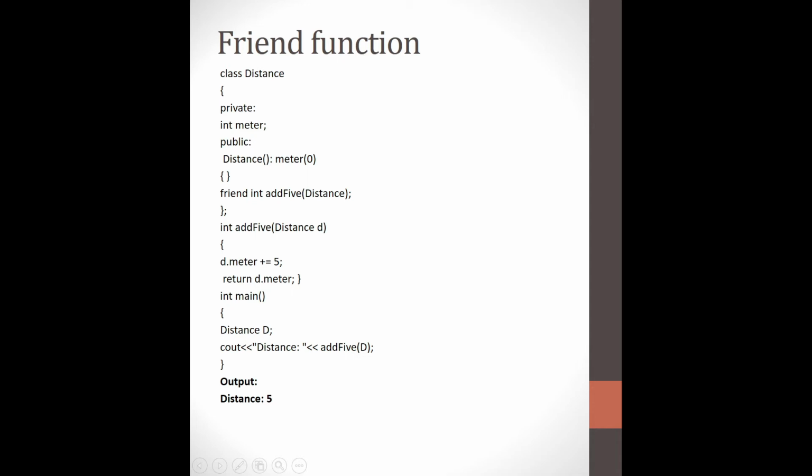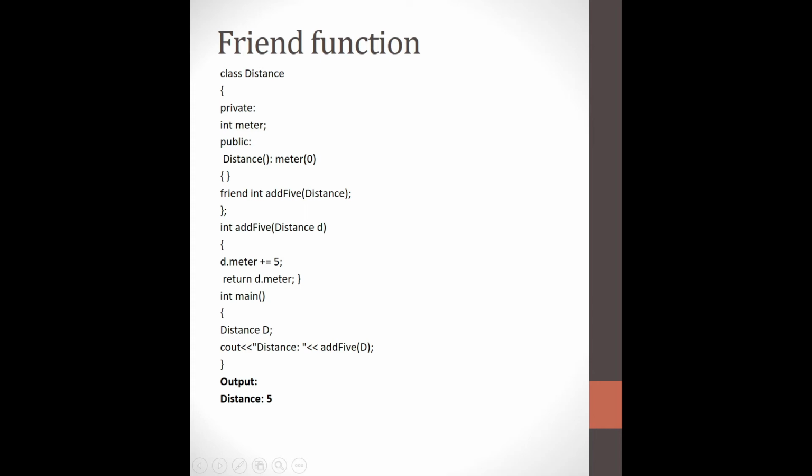Now coming to your main program. Always your compiler comes to the main program. You have your main over here. You have Distance d. Now it will automatically search for a constructor. Yes, you have a constructor here which says meter is equal to 0. Now cout Distance, so Distance colon will be displayed. Now you're calling the function add5 of d.